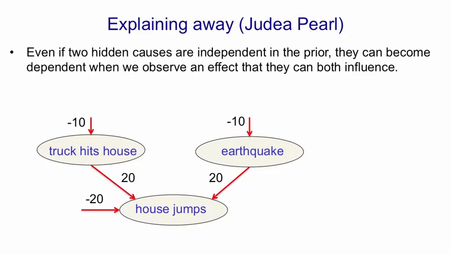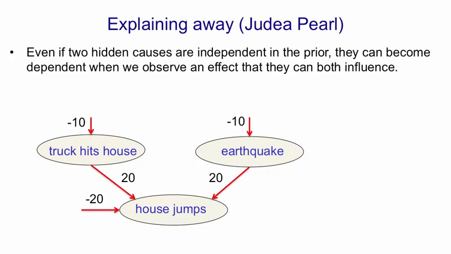So if you look at this little sigmoid belief net here, it has two hidden causes and one observed effect. And if you look at the biases, you'll see that the observed effect of a house just jumping is very unlikely to happen unless one of those causes is true. But if one of those causes has happened, the 20 cancels the minus 20, and now the house will jump with a probability of a half. Each of the causes is itself rather unlikely, but not nearly as unlikely as a house spontaneously jumping.